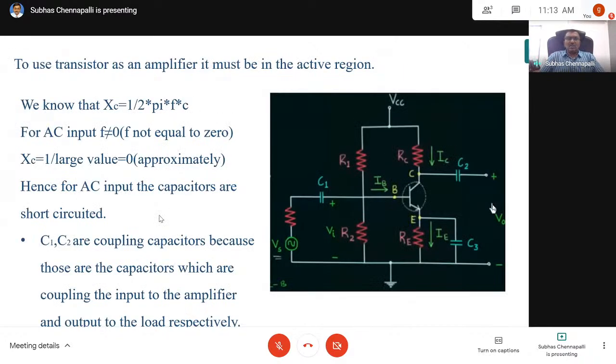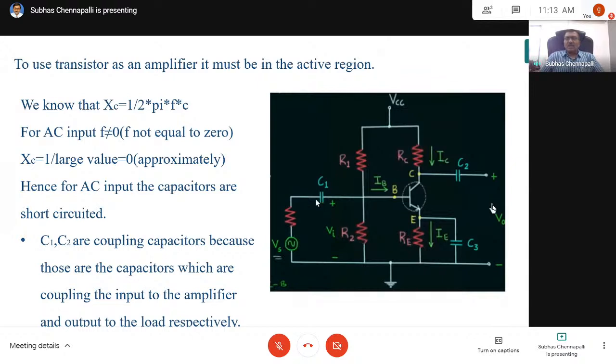This is a general amplifier circuit with voltage divider bias. This is the voltage you are expected to amplify. Then this is the source resistance, RS, suppose. This is R1. This is the nomenclature: R1, R2, RC, RE.